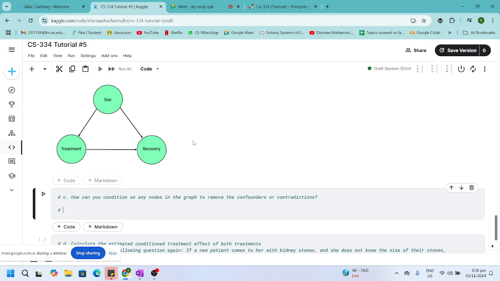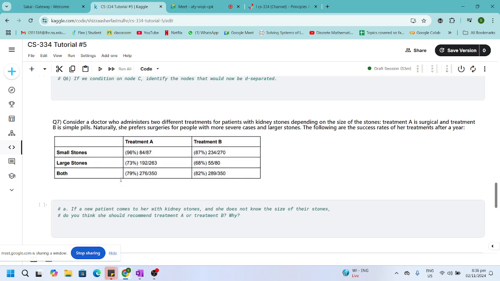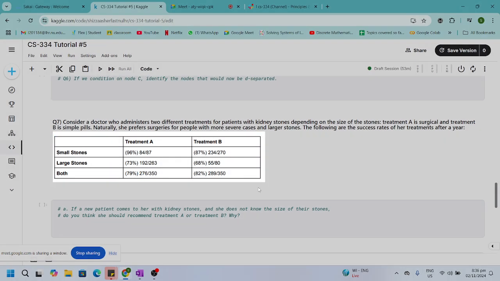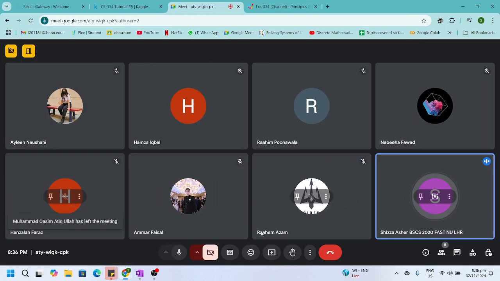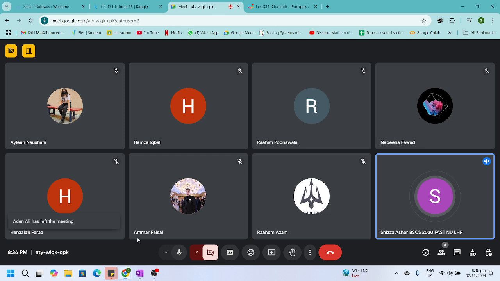So let's see. For this one, our answer would very simply be condition on size. And that will help you understand the effect of treatment on recovery. But that's not it. You are required to find this effect as well. You are required to calculate the estimated conditioned treatment effect of both treatments. Let's leave that question for now and let's just do this calculation. I'm going to reshare my screen with you guys at this point because we will need to shift from here in order to do this calculation.